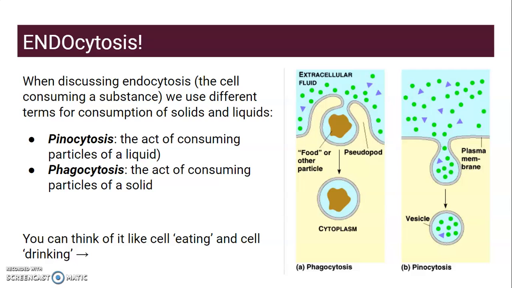So we've said endo and exocytosis are the 2 branches of cytosis, being bringing things in or pushing things out. Within the bringing things in process, endocytosis, we can separate that even further into bringing things in that are liquid and bringing things in that are solid. So consuming something solid is called phagocytosis, and consuming something liquid is called pinocytosis.